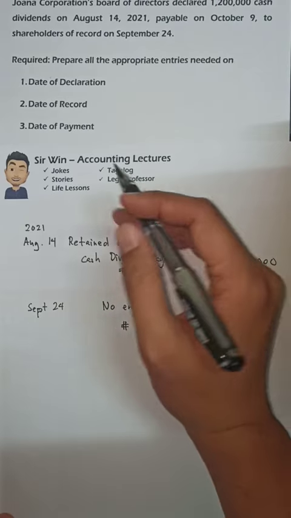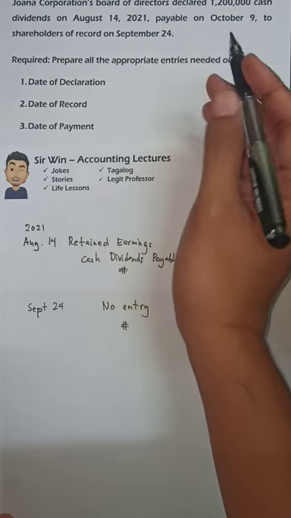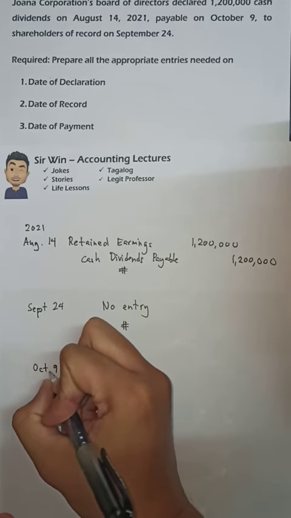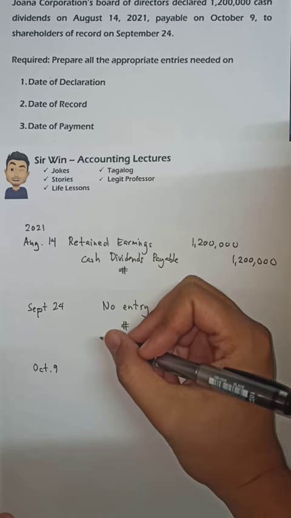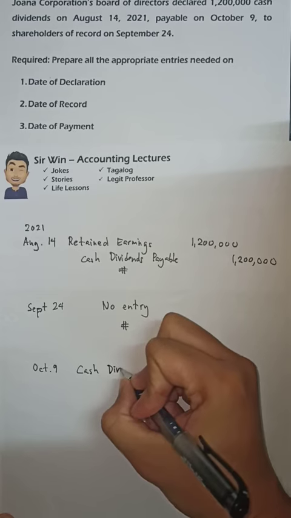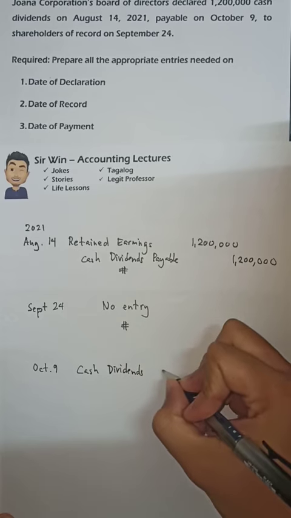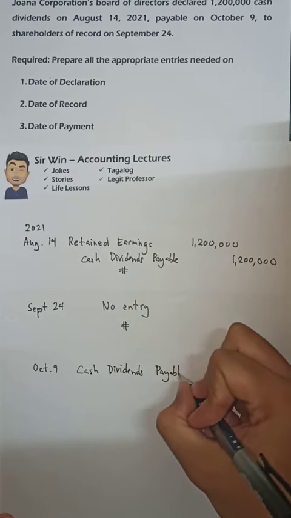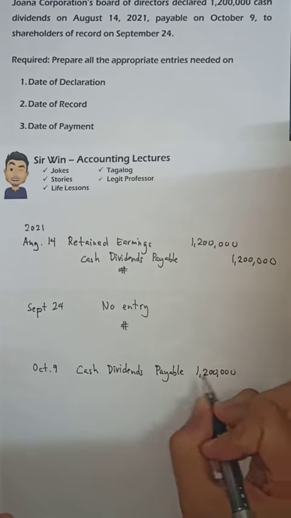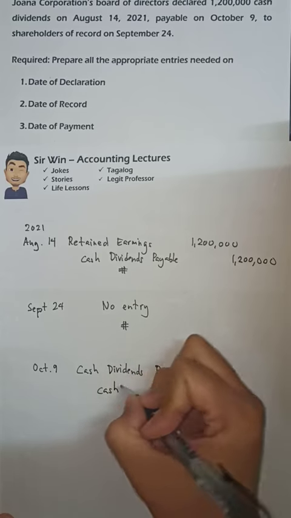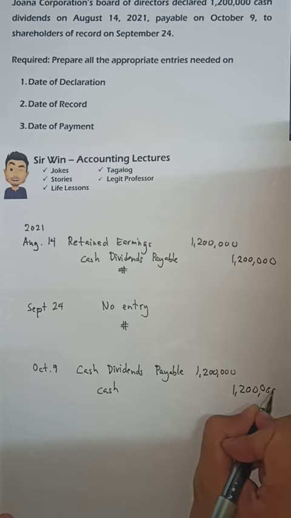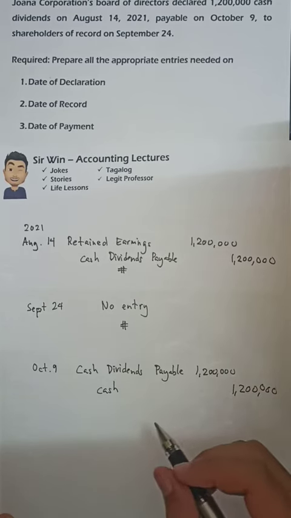Okay? So tapusin na po natin dun sa date of payment. Date of payment is October 9. So we write October 9. Ano po ang entry natin dito? Napakasimple lang. We debit cash dividends payable amounting to 1,200,000 and we credit cash. Also, amounting to 1,200,000.